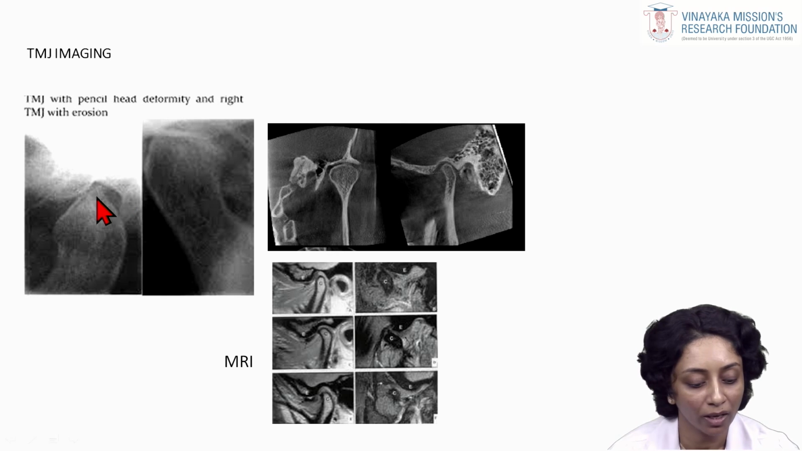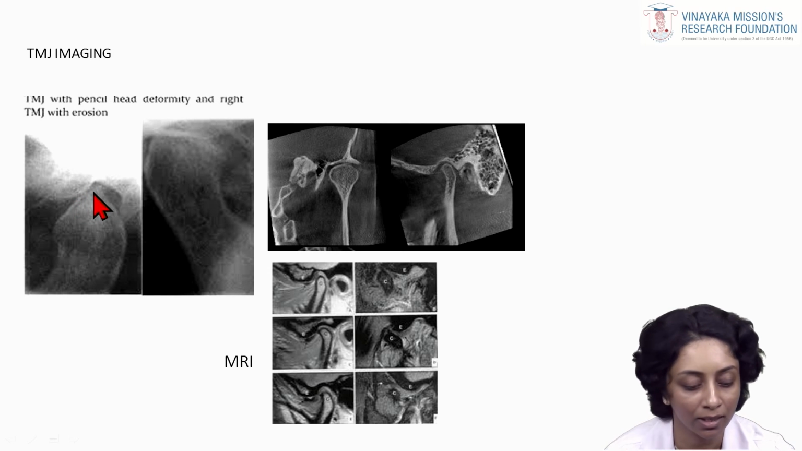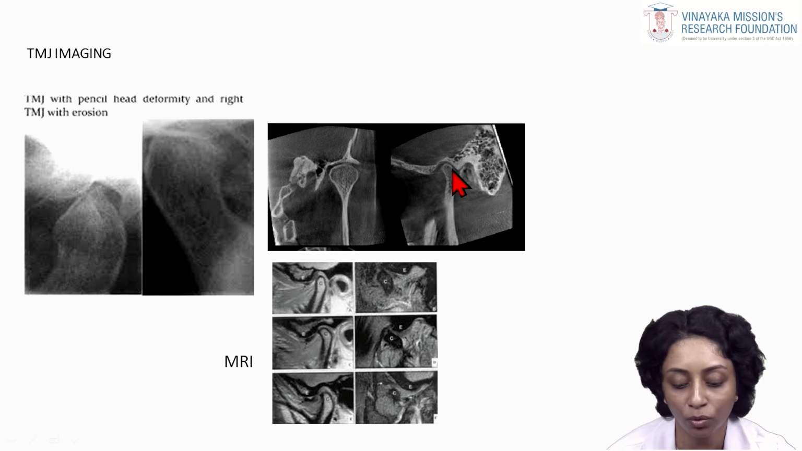In this picture you can see that the condyle has been eroded and there is deformity in the head of the condyle, which has reduced the space between the articular disc and this bony component. This is a normal extraoral view. This is a CT picture which shows the condyle's cross-sectional view, where we can see the space between these two components where the TMJ is located.